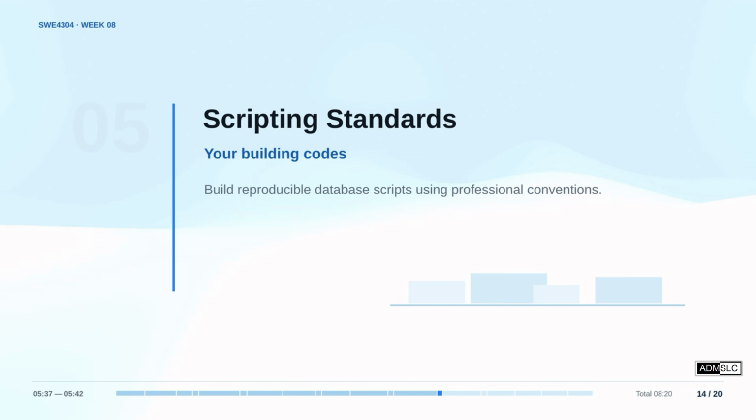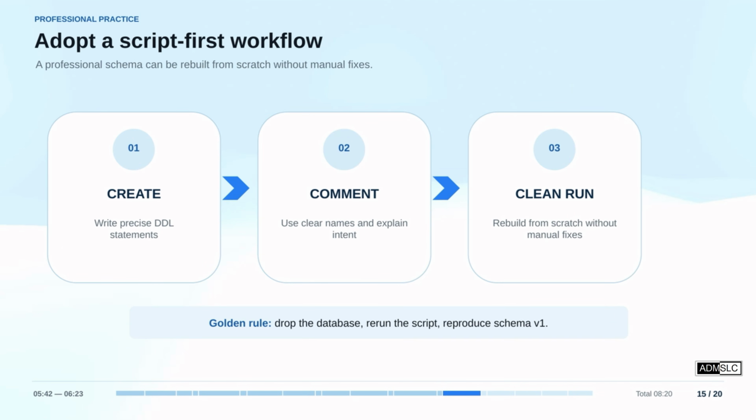Which brings us to Section 5, Professional Scripting Standards, Building Codes. Let's talk about how this translates into your actual workflow. We aren't just clicking around randomly in some graphical interface. We are adopting rigorous, professional scripting standards. This is the script-first workflow you'll be practicing heavily in hours 2 through 5 of the lab.